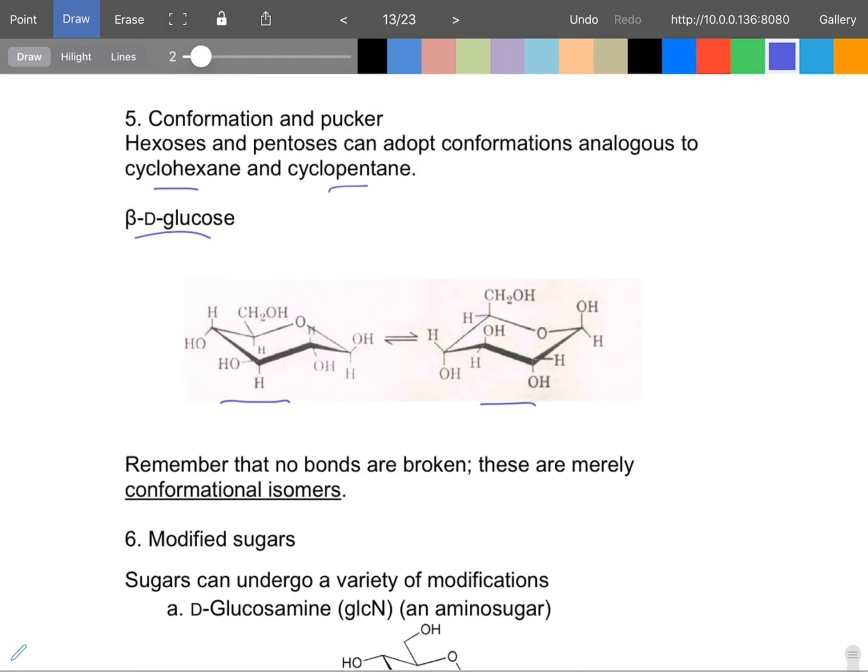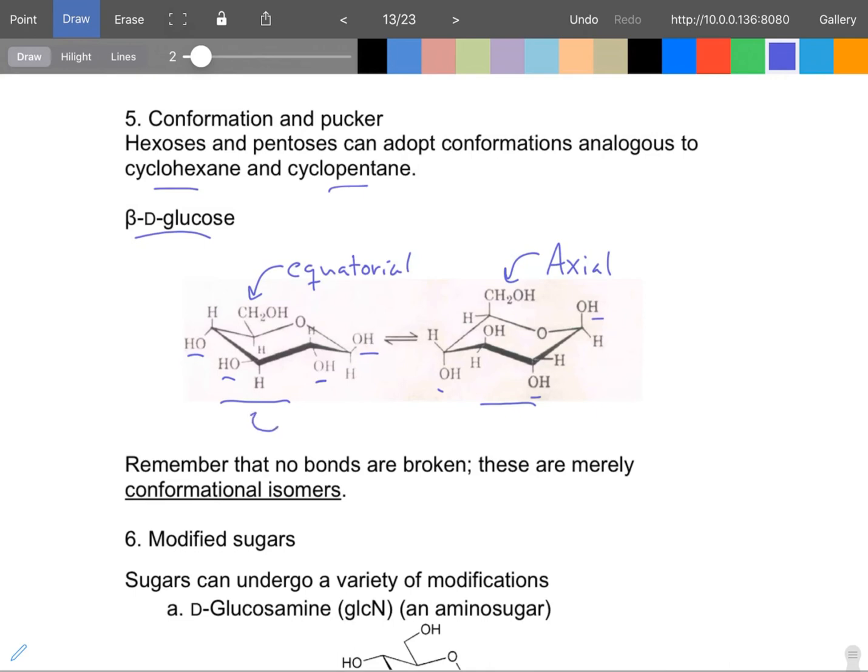Now if you think about it, notice that in the one here, that CH2OH group is equatorial, and this hydroxyl group is equatorial. All these hydroxyl groups, in fact, are equatorial in beta-D glucose. However, notice that in this other conformational isomer, the CH2OH group is axial, and in fact all of those hydroxyl groups are axial. So you remember this from cyclohexane. The more stable thing to do is to put those bulkier groups in equatorial positions, because it spreads them out around the equator rather than bunching them up in the axial direction.